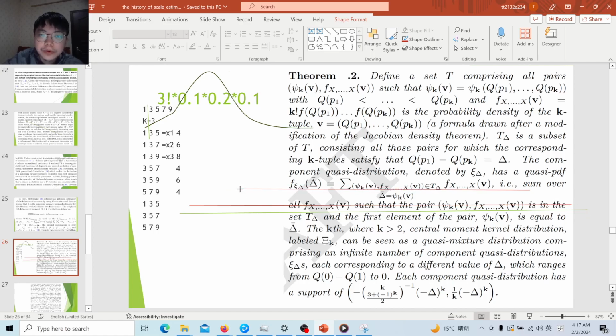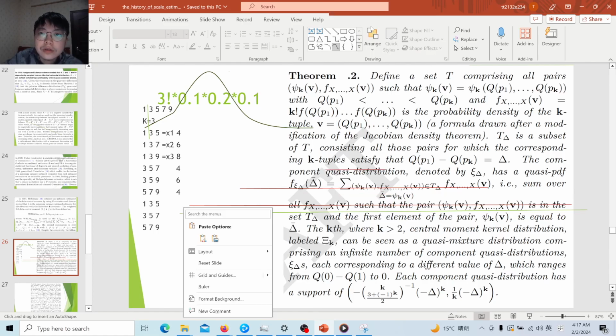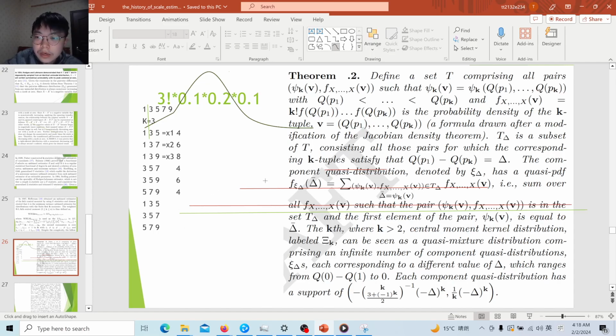But if we consider a smaller delta, then this component quasi-distribution has a smaller delta. We can consider even smaller delta. So anyway, you can imagine that we decompose the central moment kernel distribution into many component quasi-distributions. It is called quasi because the integral is not equal to 1. The whole central kernel distribution has an integral of 1, but we decompose it into many, just like a mixture distribution.